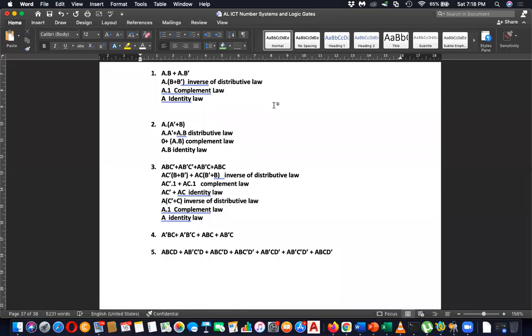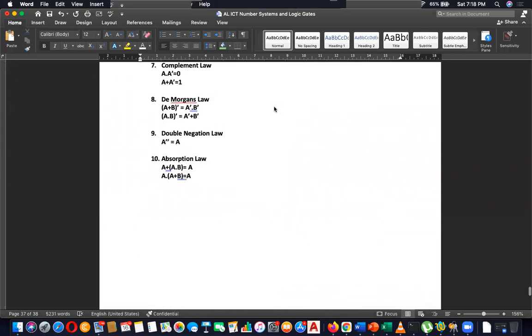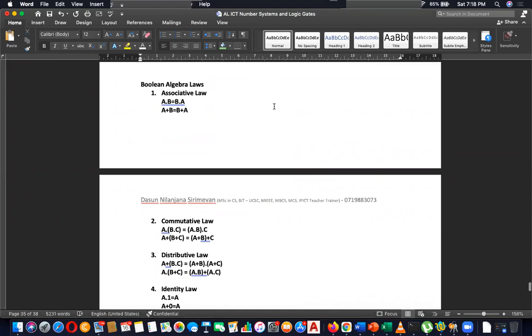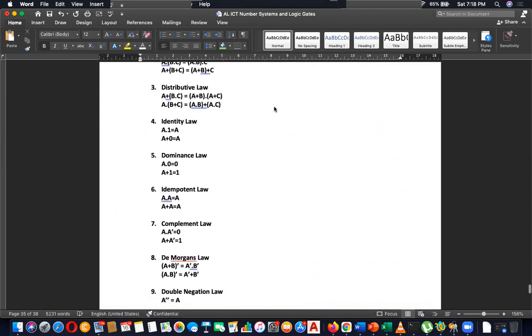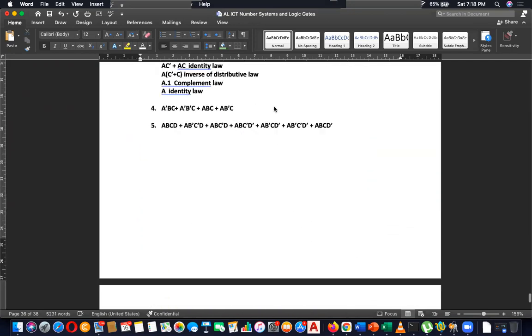We have come up with these laws. We discussed basically about 10 laws. So these are the laws, but the thing is, it's kind of hard to calculate or solve these questions using Boolean algebra laws. Therefore, I said that I'll teach you an easy method this week. So please write down the heading.